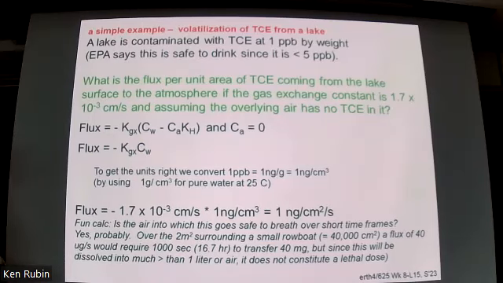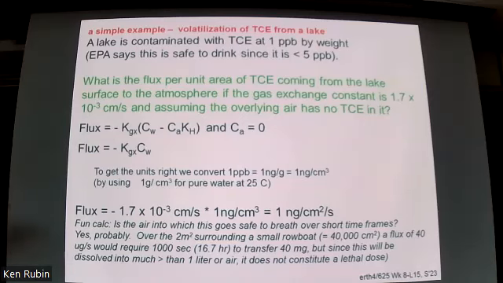And let's say you've got a boat floating on that lake, or some sensors at the lake-air interface. You want to know how much trichloroethylene is coming out of that lake into the atmosphere. We're going to start with a really simple assumption that initially the atmosphere has no trichloroethylene in it. Obviously, over time, it's going to equilibrate and build some up.